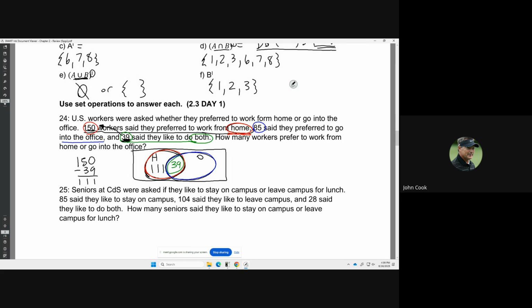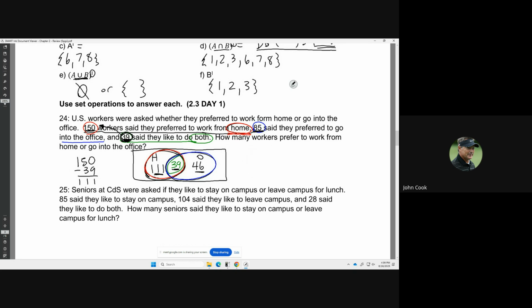Same thing for the blue one. Since the blue one has 85 total people in it, 39 of them are already counted in the middle over here. So I'd take 85 and subtract away 39, and that would give me the total. That'd be, I think, 46. So 46 people would be over here. What this means is 111 people only like to work from home, 46 people only like to work in the office, and 39 people like to either work from home, so they count among that 150, or they like to work in the office. They don't really care, so they count for that 85 as well.